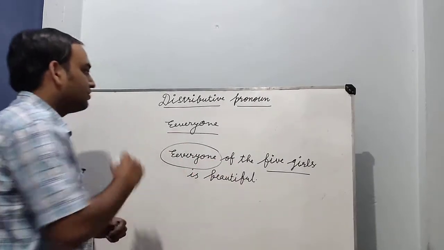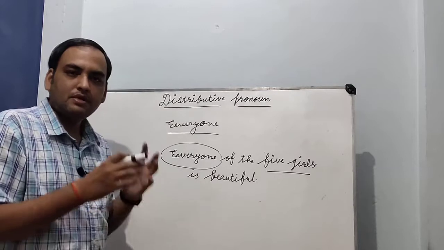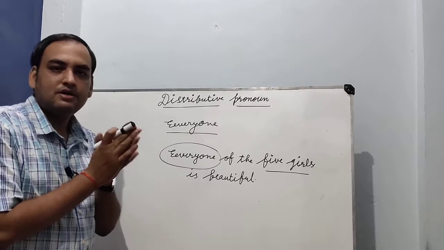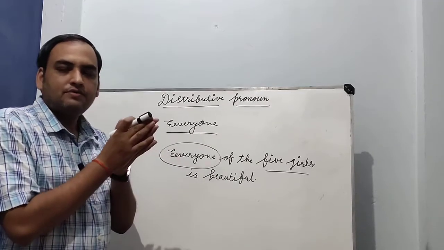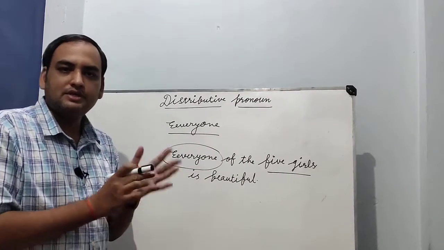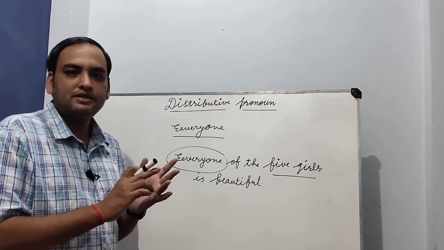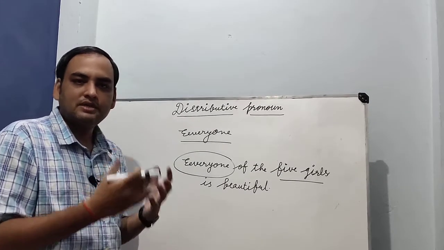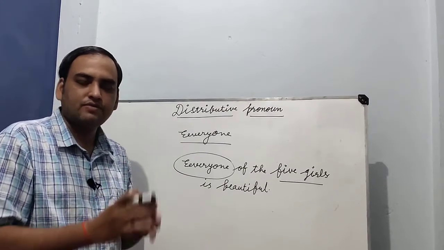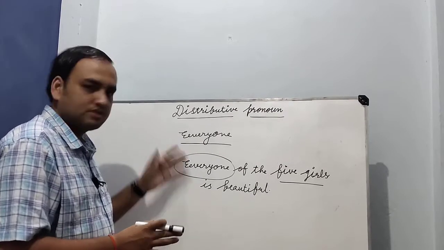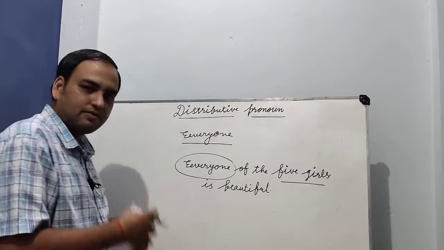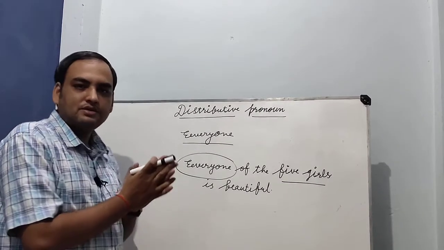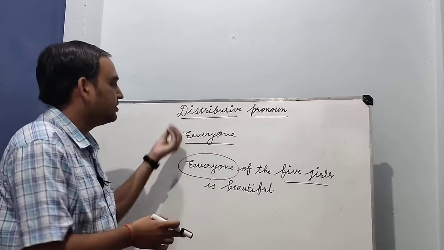So this was the use of distributive pronoun. Now I want to summarize again here. Each is used for two or more than two components. Either is used for two components, neither is used for two components, and none is used for more than two components. Any or anyone is used for more than two components. Everyone is used for more than two components. All is used for more components. So this was the use of distributive pronoun.